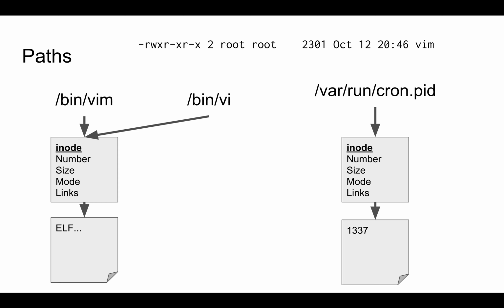So if we did an ls -l of vi, it might have a different date on it because it might have been made at a different time. It might have different permissions. It might be owned by a different person, but it's also going to have a link count of 2.